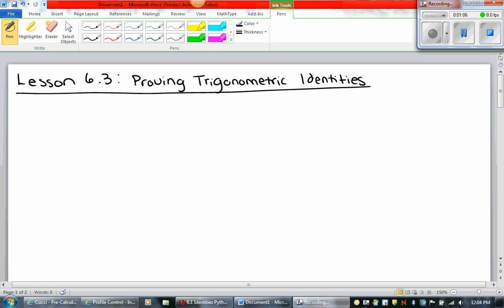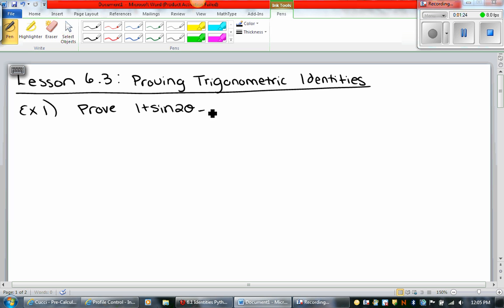Okay, so let's look at the first example. We want to prove 1 plus sine 2 theta equals sine theta plus cosine theta quantity squared.